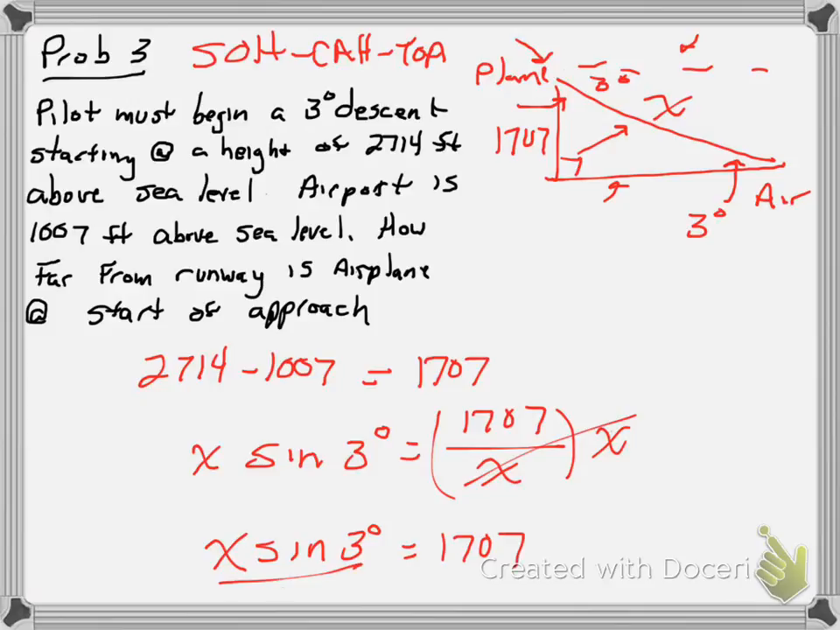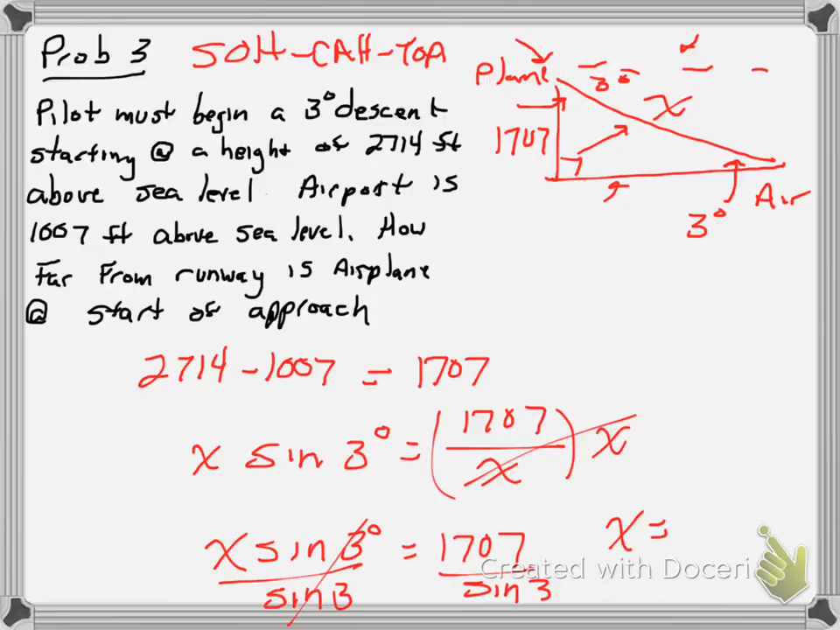How do I solve for x still? I need to divide by sine of 3. That's going to cancel. Divide by the sine of 3. Remember, the sine of 3 is just a number. Okay, so it's just a number times x. It's just written a little weird. So x equals 1707 divided by sine of 3.